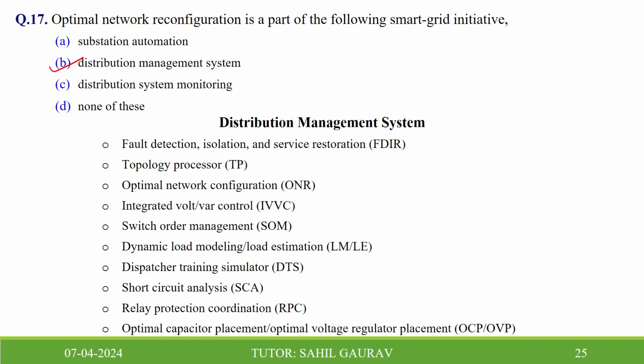So for distribution management systems, these are the parts: fault detection, isolation, service restoration, topology processor, optimal network configuration, integrated volt var control, switch order management, dynamic load modeling, load estimation, dispatcher training simulator, short circuit analysis, relay protection coordination, and optimal capacitor placement and optimal voltage regulator placement.